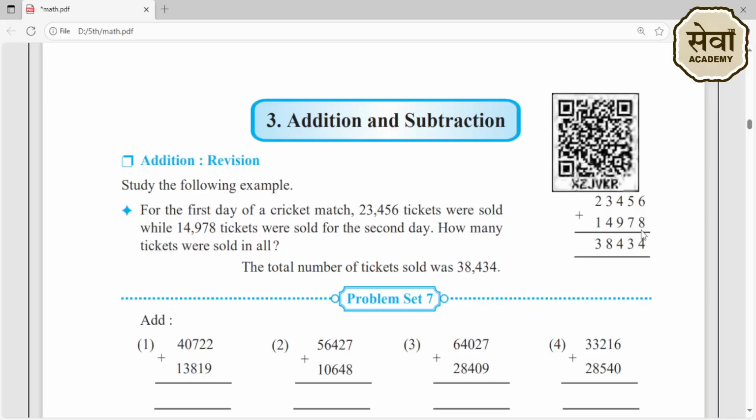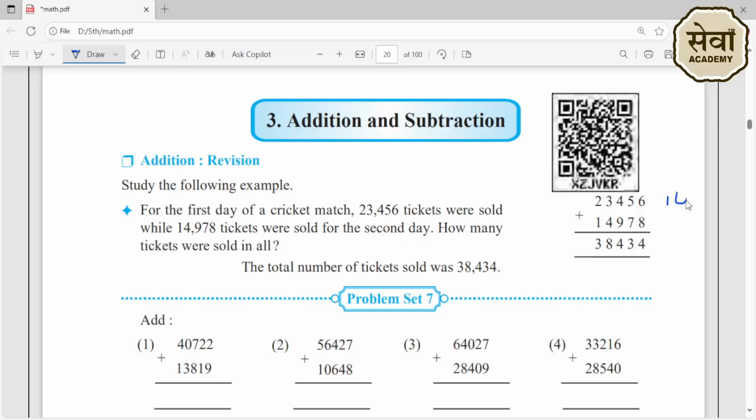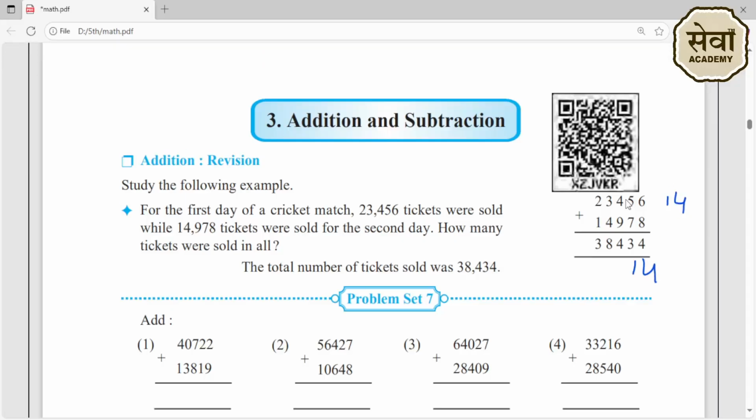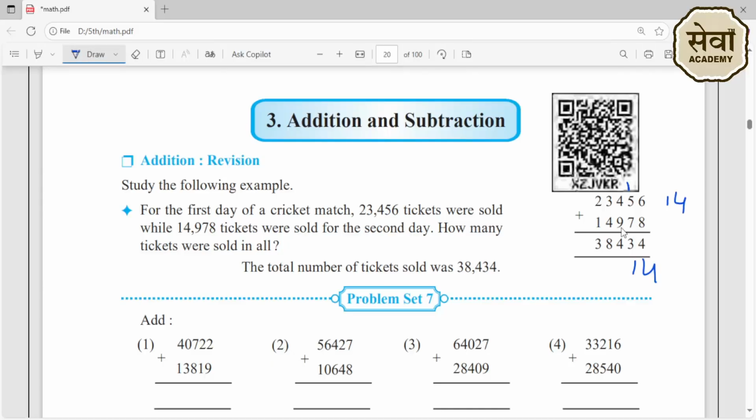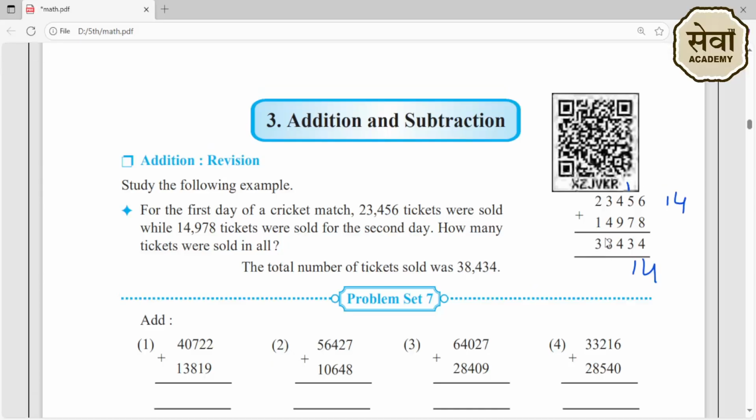So we did addition. What is 6 plus 8? It is 14. But how will we write 14? We will write it like this, or what? No. We will write 4 because it is in the units place, and 1 will be carried over. And what is 7 plus 5? It is 12. What is 12 plus 1? It is 13. So will we write 13 directly, or what? No. We will write 3 here and 1 carry over.